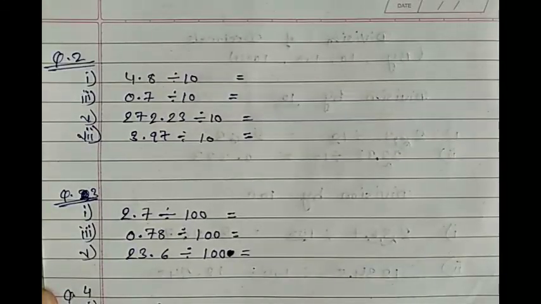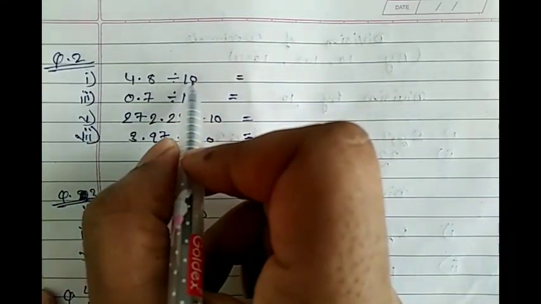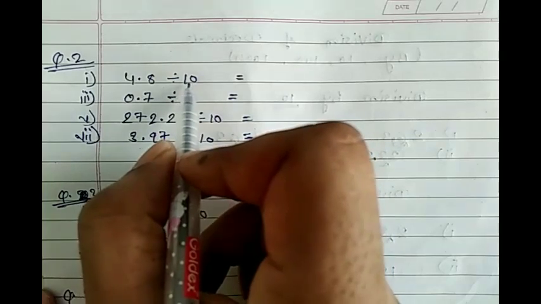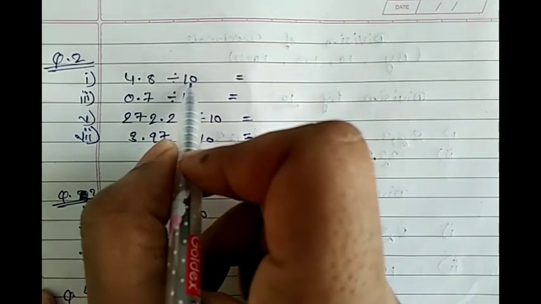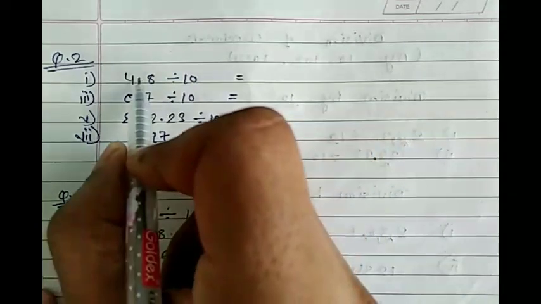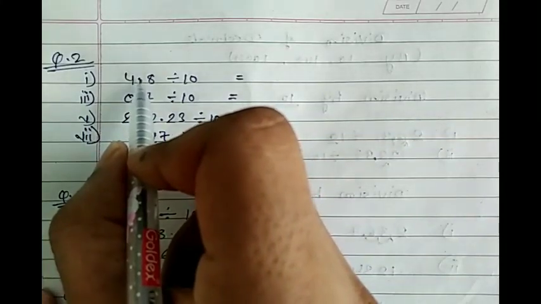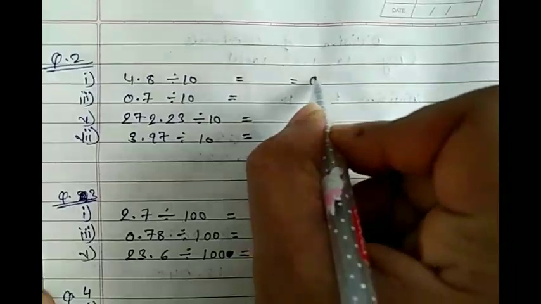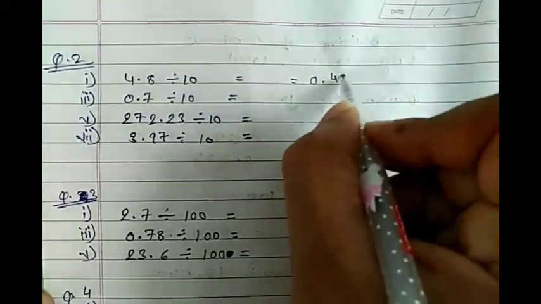Let us start our question number 1. Sum 1. 4.8 divided by 10. As I explained, when we have to divide a number by 10, just place the decimal one side back, so it became 0.48.